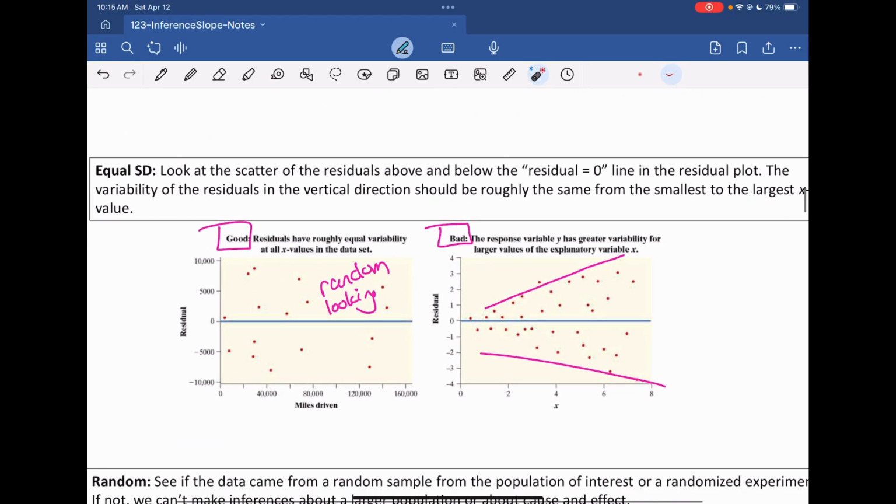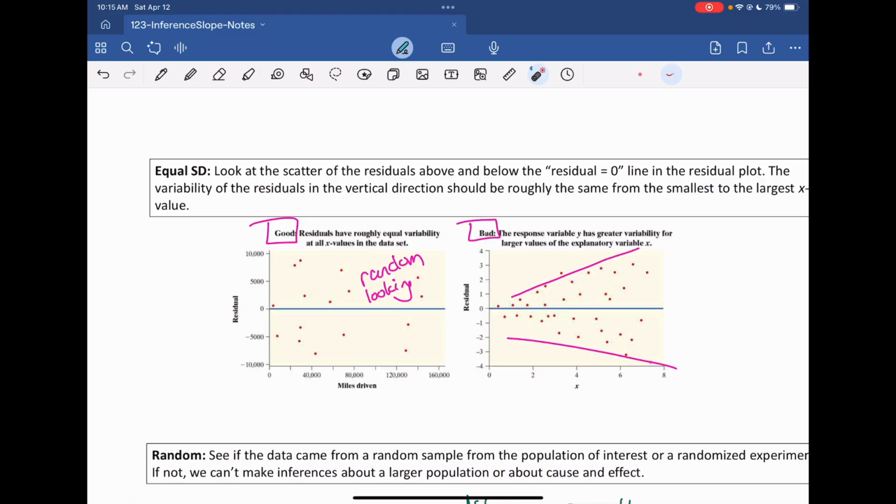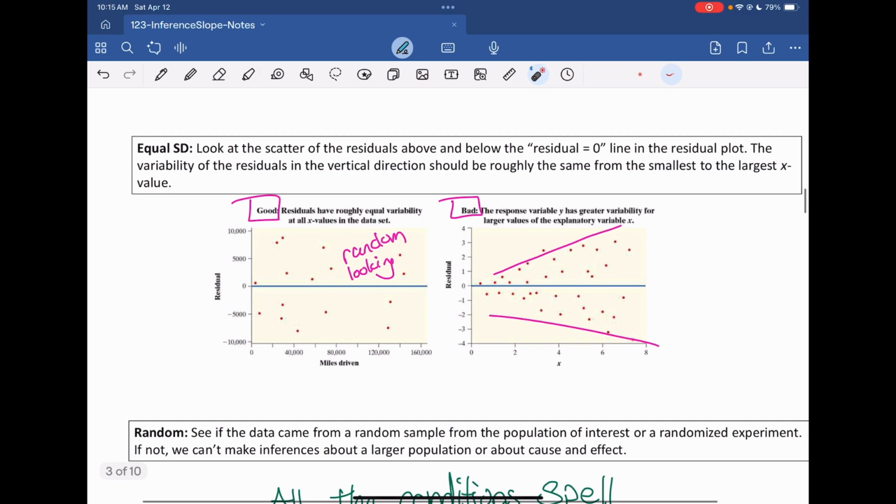And then equal SD is hard for me to explain. I've always had a difficult time explaining this. I cannot deny this. But basically, see how they look like they're kind of evenly distributed around this straight line? So that's what you want to say. But you don't want to say this straight line in the middle. You want to say at the residual equals 0 line, all the points are about evenly spread out around this one line, the residual equals 0 line.